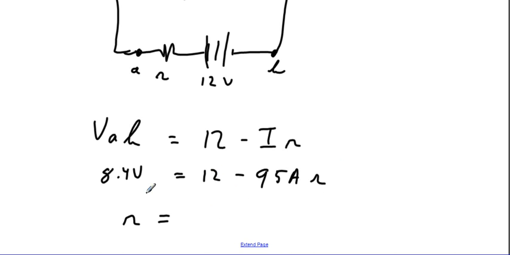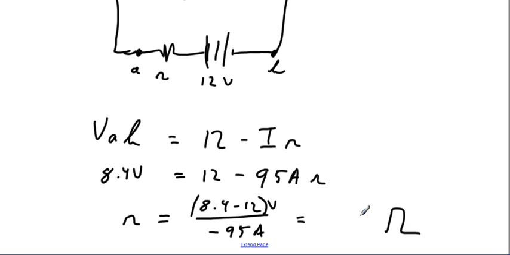I put these guys on the other side of the equation. So 8.4 minus 12 divided by minus 95, volts on top, amps on the bottom, and my answer is in ohms. I put it in my calculator: 0.038 ohms is the internal resistance of the battery. So that's the A answer.